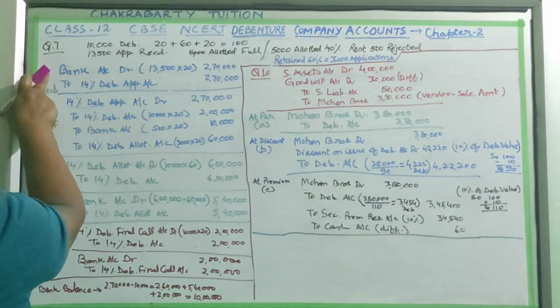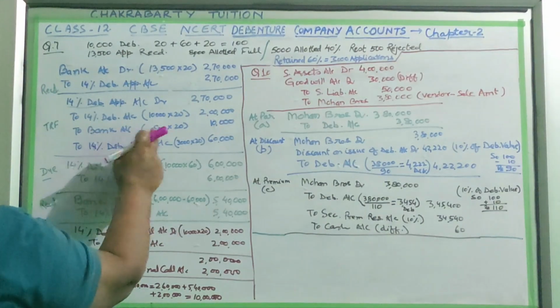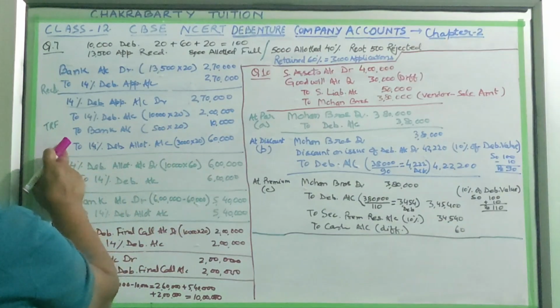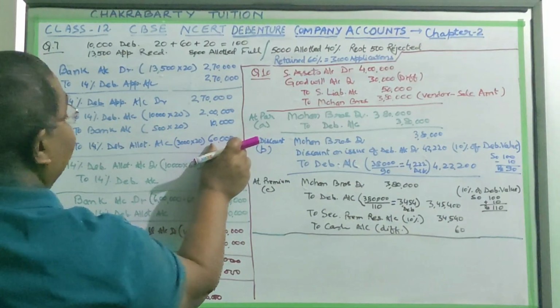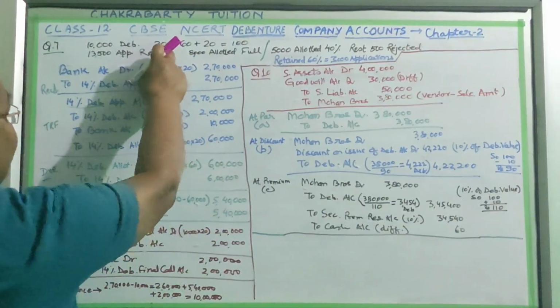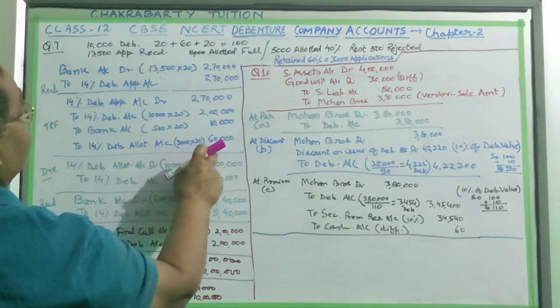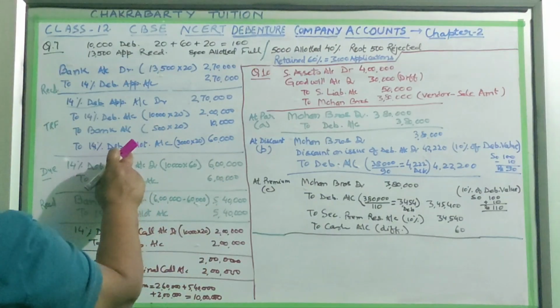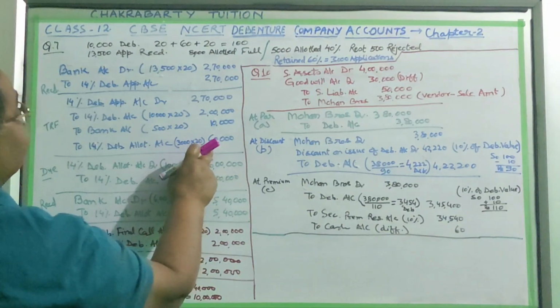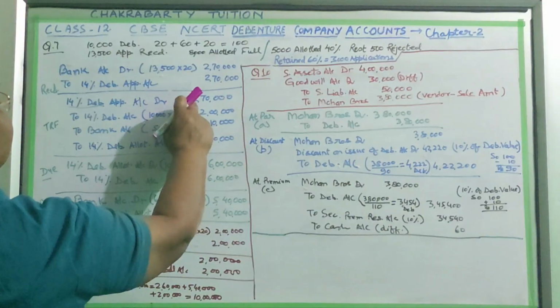When you receive money, you debit the bank; when you pay money, you credit the bank account. The remaining 3,000 applications at the rate of 20 rupees, that is 60,000, you retain for allotment money, so 60,000 will go to allotment. These three totals should match with the total received.